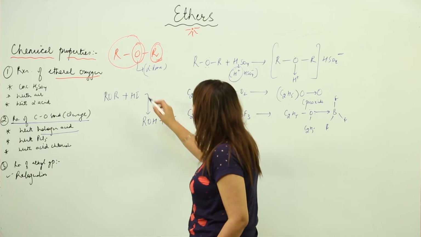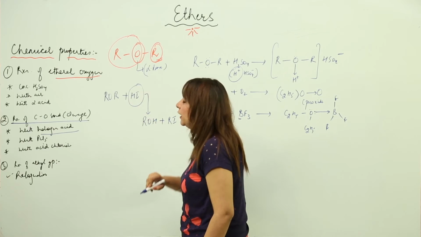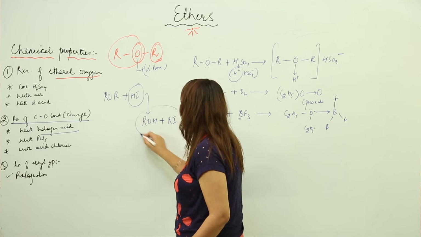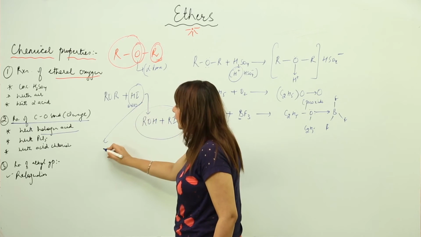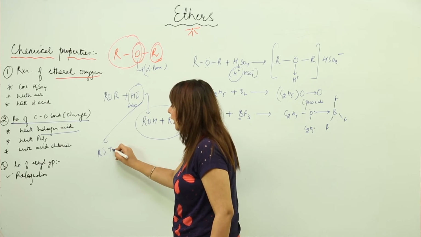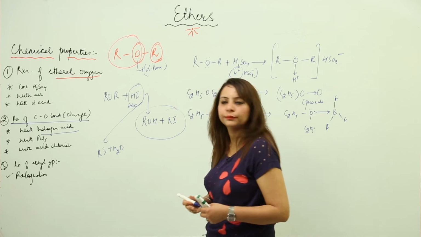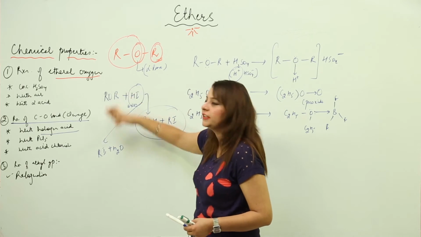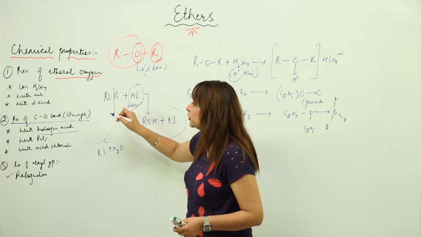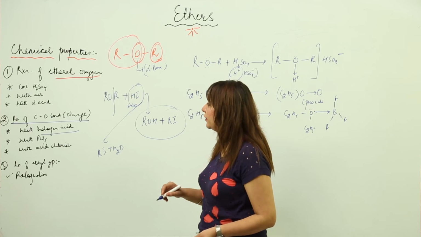But if you keep the halogen acid in excess, then you are not going to get alcohol. If you use it in excess, then we get only alkyl halide with water. So this is the reaction of halogen acid, and you have seen that there is a cleavage, the C-O bond is cleaving. So this is how the cleavage occurs.